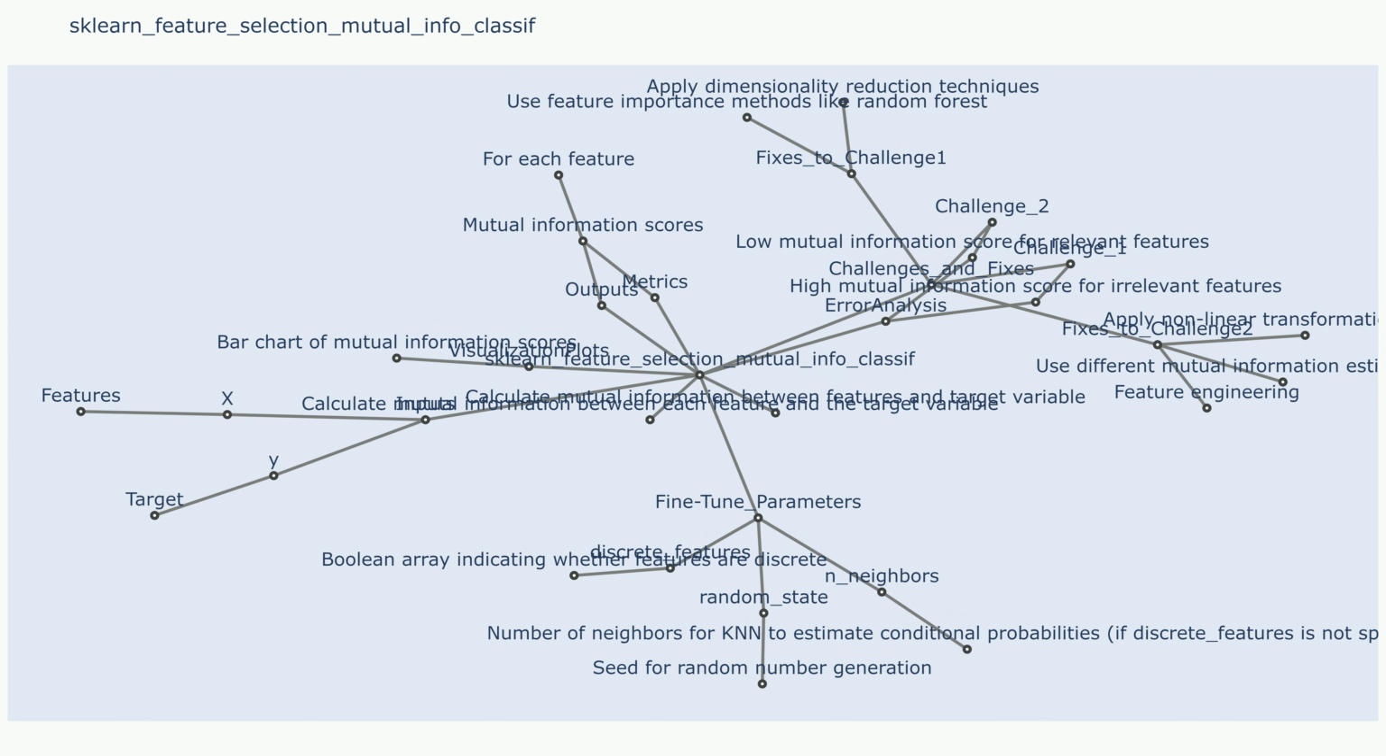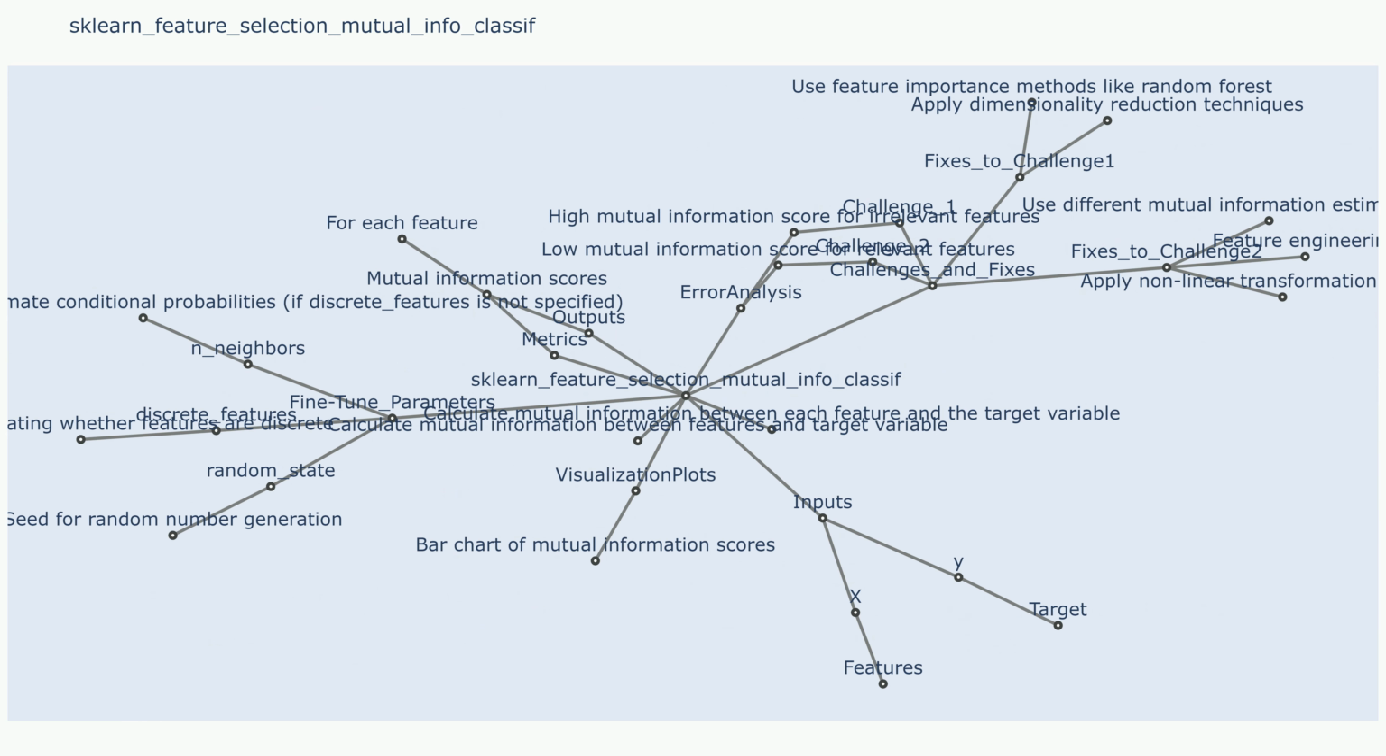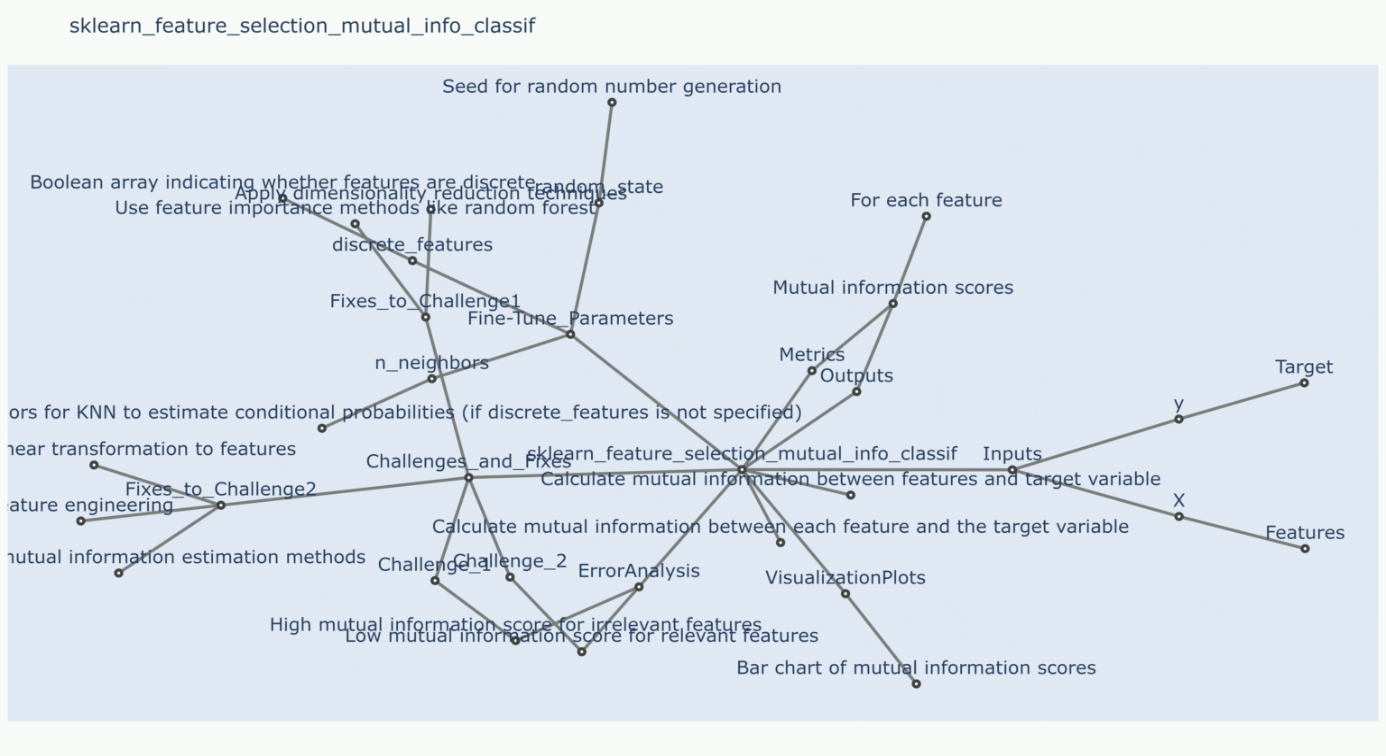the target variable. Inputs: X, a NumPy array or pandas data frame containing the features. Each row represents a sample, and each column represents a feature. y, a NumPy array or pandas series containing the target variable labels. Outputs: mutual_info, a NumPy array containing the mutual information scores for each feature. The index of the array corresponds to the column index of the features in X.